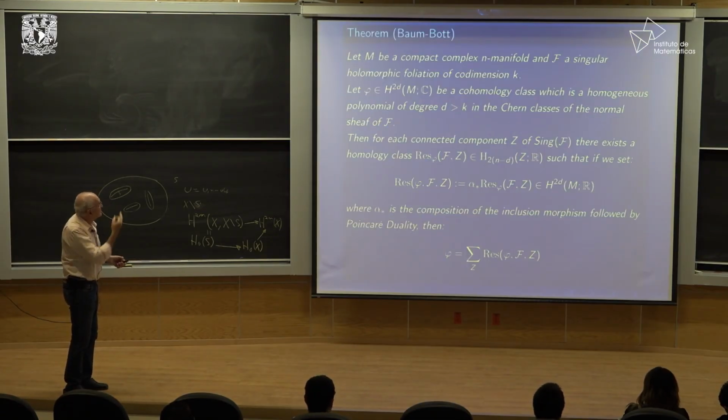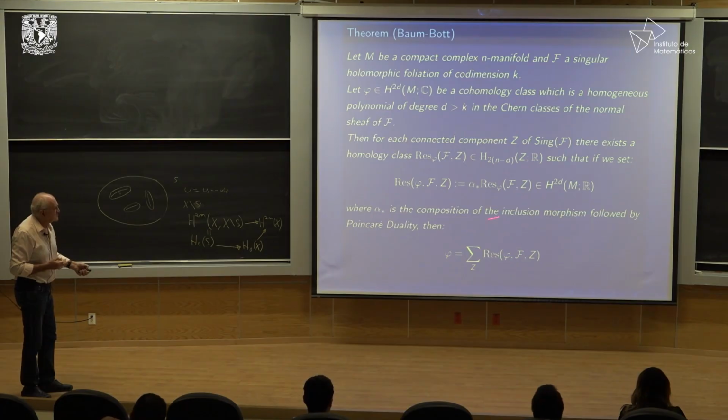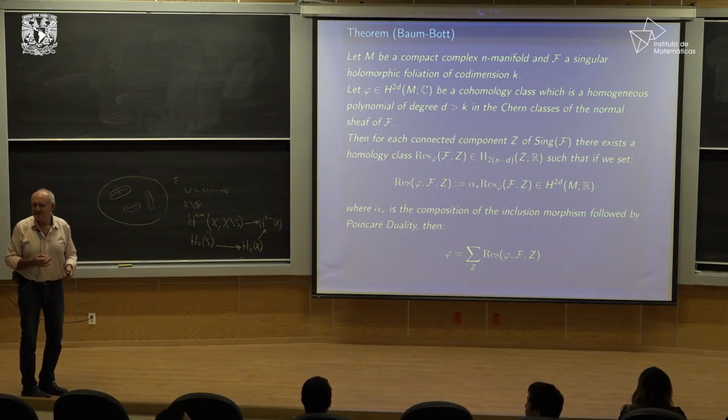That's the theorem. So we have a compact complex manifold, we have a polynomial of high enough degree. Then for each connected component, we have a residue class, a localization of this class at this component using the foliation. And such that if we take these classes and look at their image, we take the inclusion to homology followed by Poincaré duality, what we get is the original cohomology class. That's the theorem.